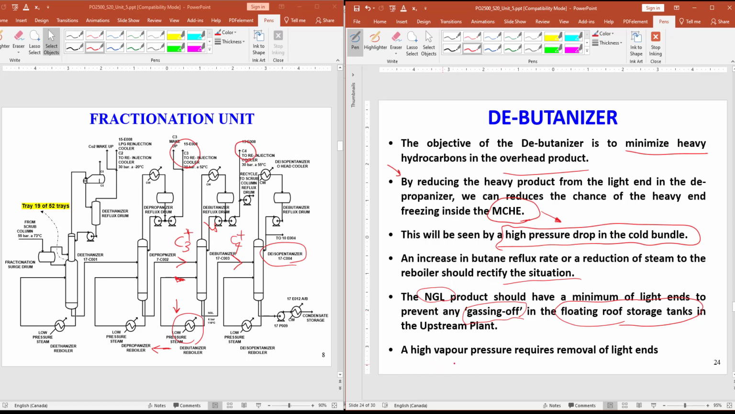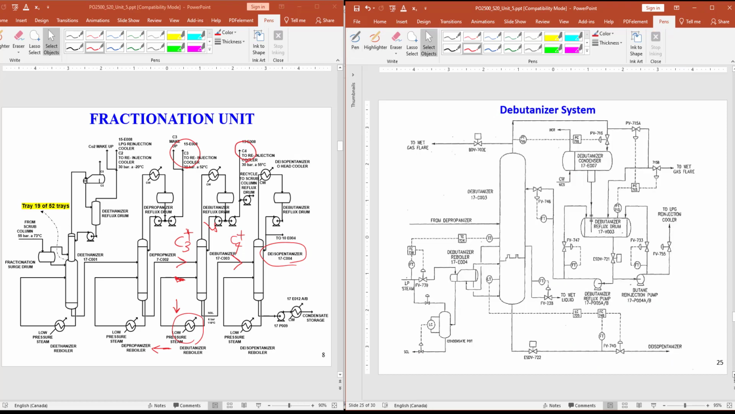So if you have a high vapor pressure in NGL products, that means we need to remove the light ends. There is an issue with light ends. Then, this is also a picture of the debutanizer system. As I said, we don't need to go through the details. It just shows the different types of controllers, valves, and additional accessory equipment that we have, just for your information.